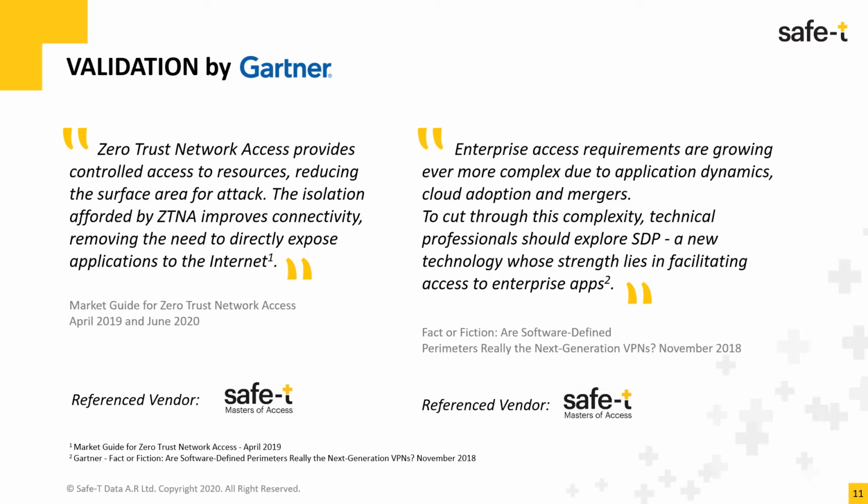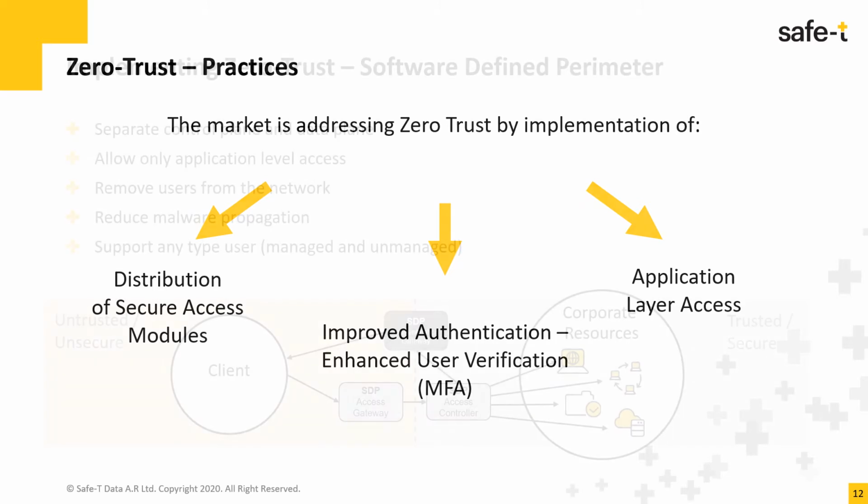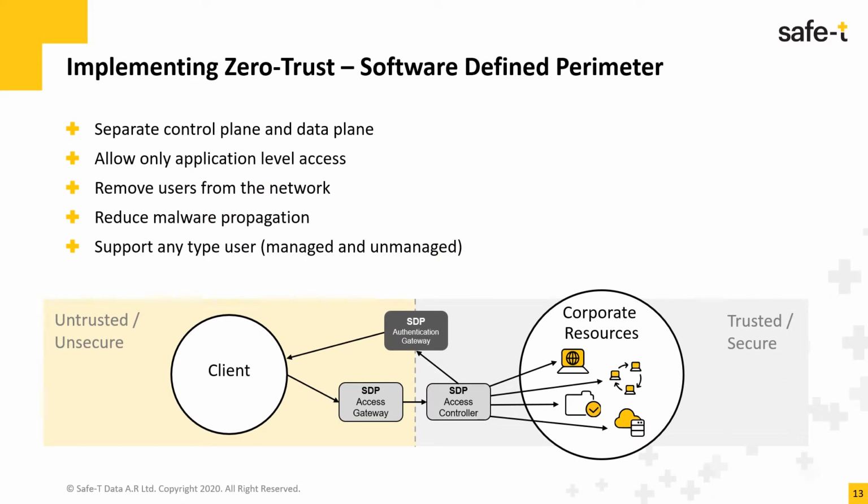When we get to the actual implementation of Zero Trust, most solutions are achieving these concepts through the distribution of modules, specifically separating the data plane from the control plane, improving authentication by the use of MFA, and replacing physical access with application-centric access to improve the separation, monitoring, and control of access. SDP, or Software-Defined Perimeter, is one popular way of achieving Zero Trust. This SDP framework diagram illustrates the separation of the control plane and the data plane, and the application-level access that removes the user from the network and prevents lateral movement and the propagation of malware.